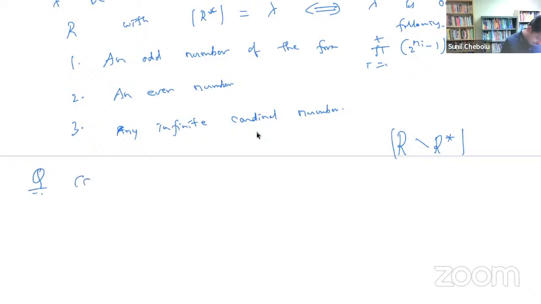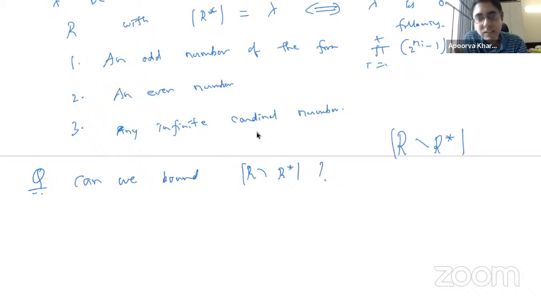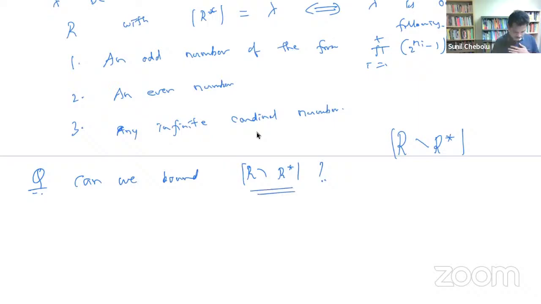So can we bound, so good question, Apurva. Can we bound R minus R star? I mean, there may be very large, also. Can you find very large rings with this size or very small rings with this size? Maybe both questions might lead you to some interesting findings. I don't know. No, this is an interesting thing to look at. We haven't looked at it.